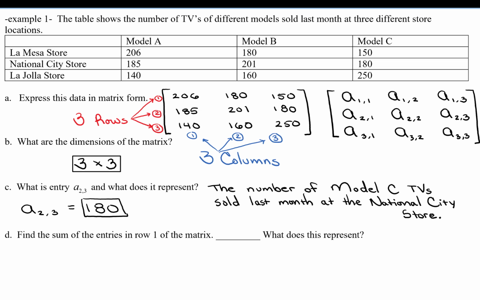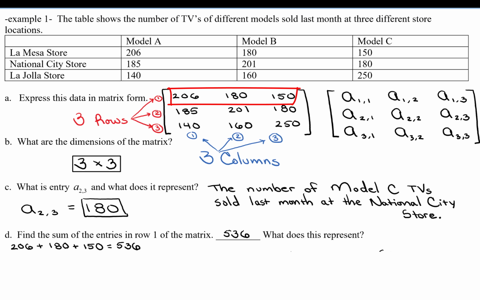D. Find the sum of the entries in row 1 of the matrix. What does this represent? So if we go to row 1 for our matrix, we've got these numbers. We have 206, 180, 150. If I add those numbers up, the sum is going to be equal to 536. So I'm going to write down 536.